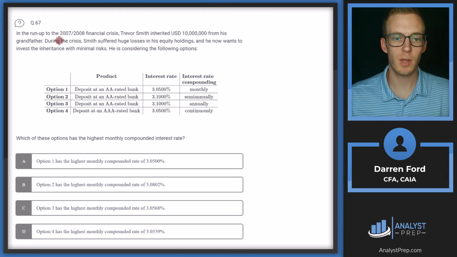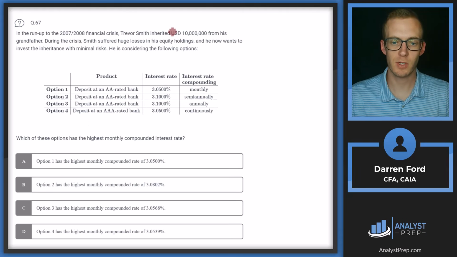Question 67. In the run-up to the 2007-2008 financial crisis, Trevor Smith inherited 10 million USD from his grandfather. During the crisis, Smith suffered huge losses in his equity holdings, and he now wants to invest the inheritance with minimal risks. He is considering the following options. So we've got options 1, 2, 3, and 4. We've got deposits at AA rated banks and then one AAA rated bank. Interest rates and then their compounding frequency. Which of these options has the highest monthly compounded interest rate?